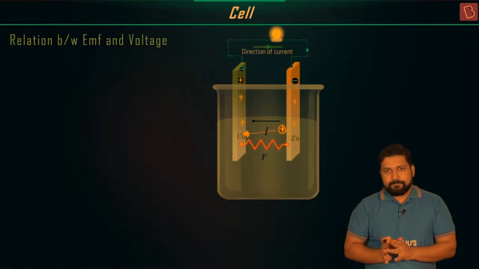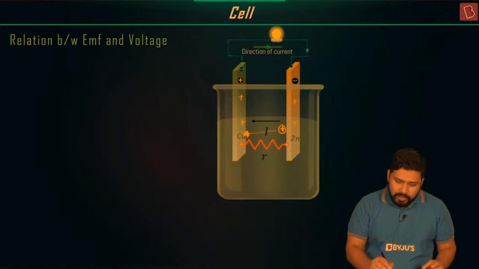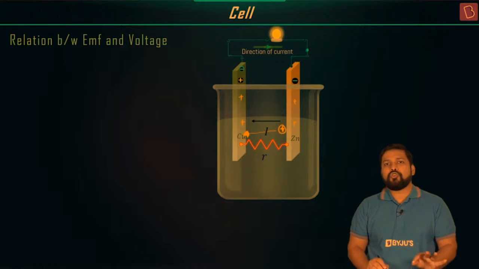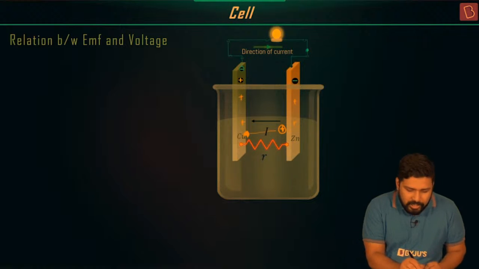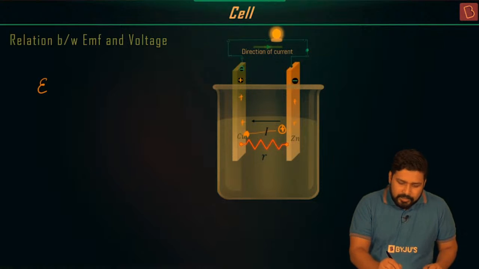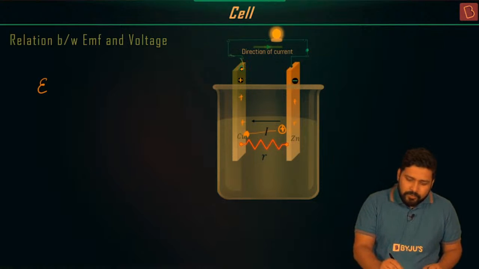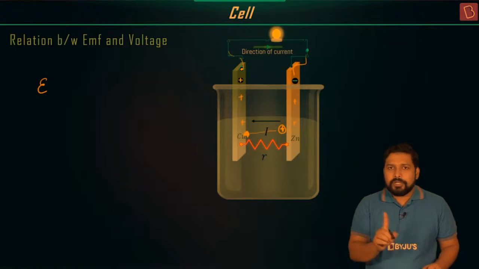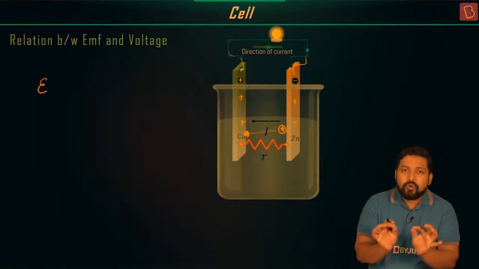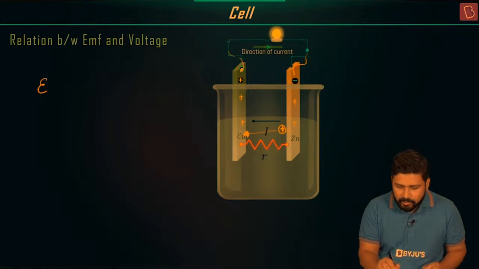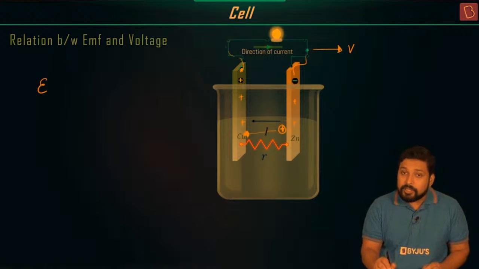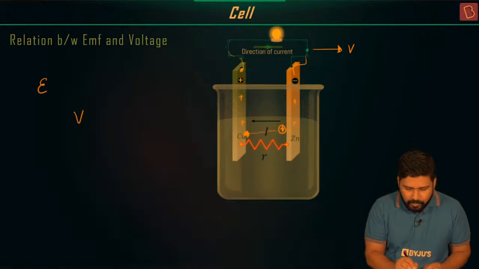The amount of work done in completing the full cycle is called EMF. So EMF is the total work done to complete this full cycle, no problem. Now, the terminal potential is the amount of work done in going from one terminal to another terminal. So the amount of work done in going from one terminal to another terminal is equal to V, correct?